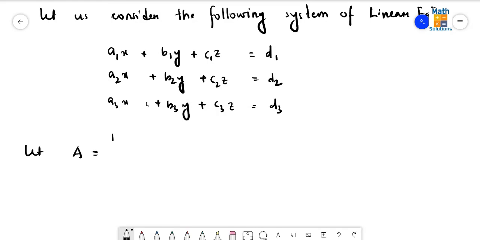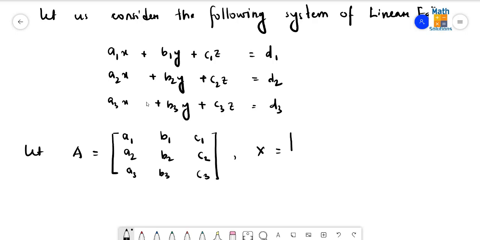So I am going to write, let capital A be equal to the matrix with rows a1 b1 c1, then a2 b2 c2, then a3 b3 c3. So this is the first matrix, the coefficient matrix. Then next comes the variable matrix. It is a column matrix, so x, y, z. Then I get the constant matrix, and that is d1, d2, d3.